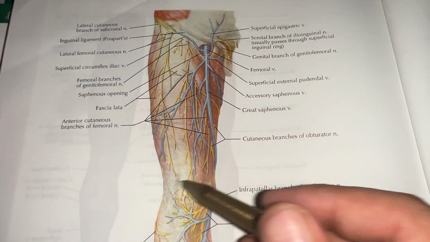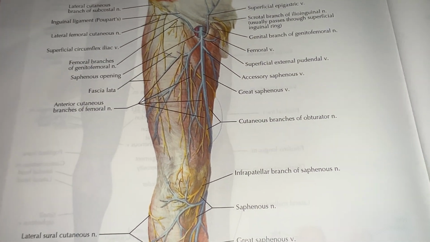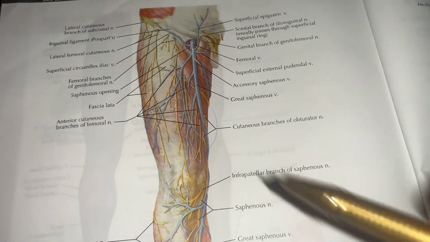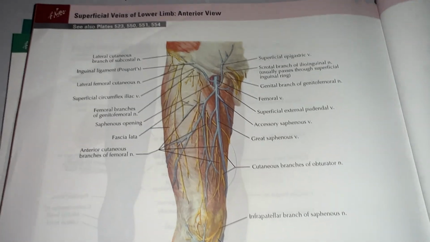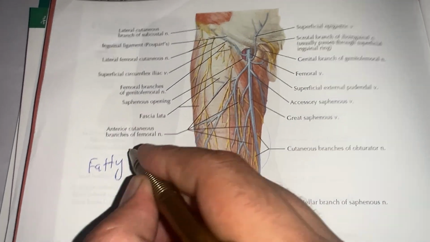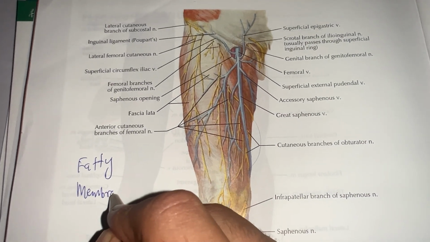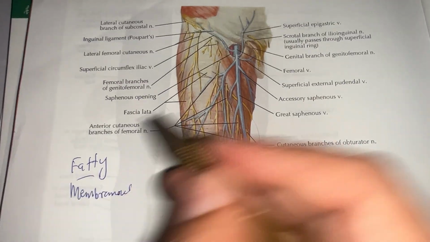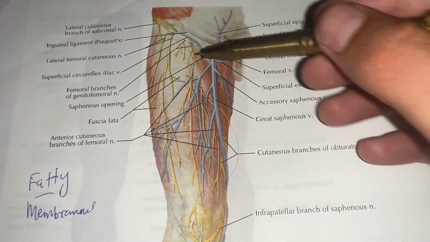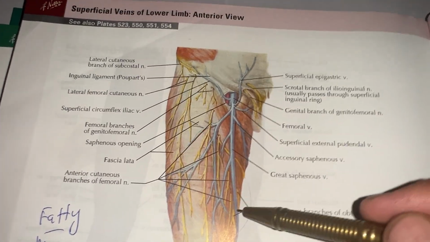So the anterior thigh is covered by the superficial fascia, and after that the deep fascia. The superficial fascia has two parts: the fatty layer and the membranous layer. The fatty layer of the superficial fascia has the great saphenous vein.